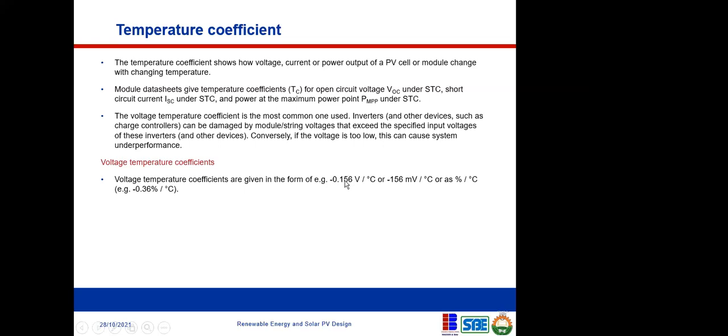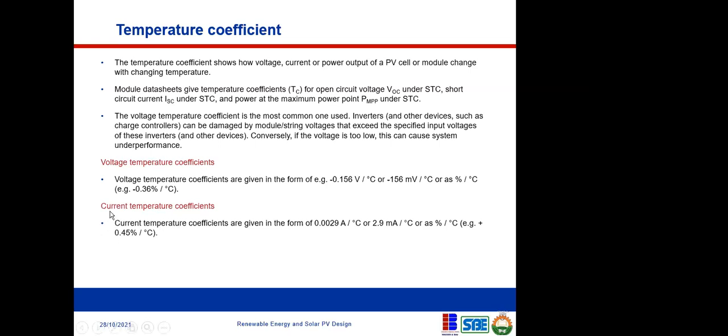But if you move below 25 degrees centigrade, if you go to 24, this will become plus. Your voltage will increase by this value. Okay, so when you see a temperature coefficient of minus 0.156 volt per degree centigrade, I want you to understand what it means. That's the essence of this.